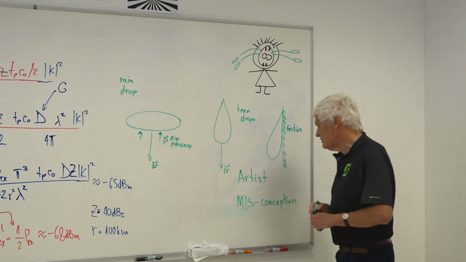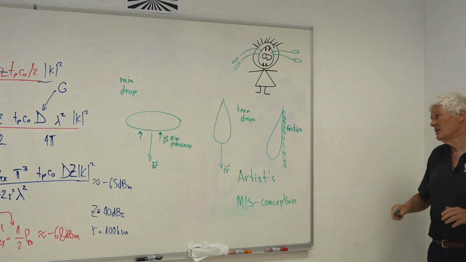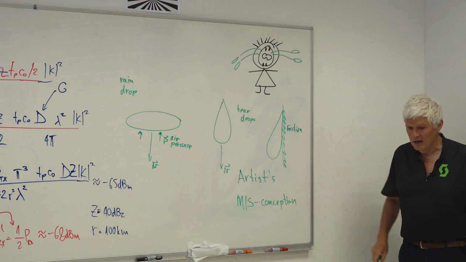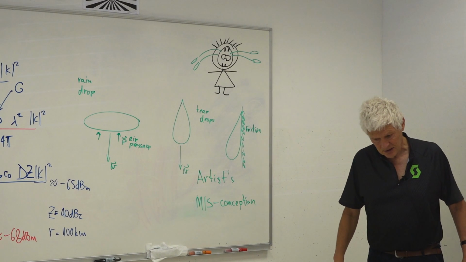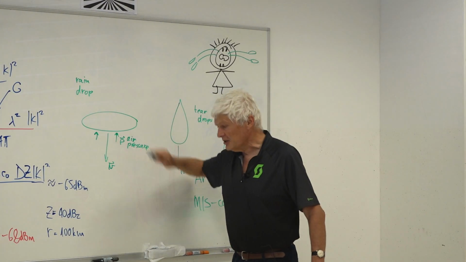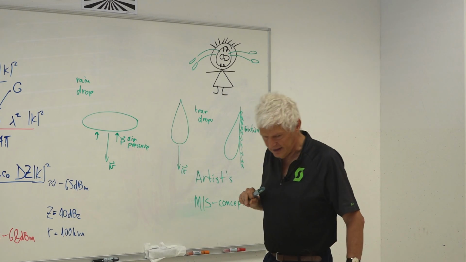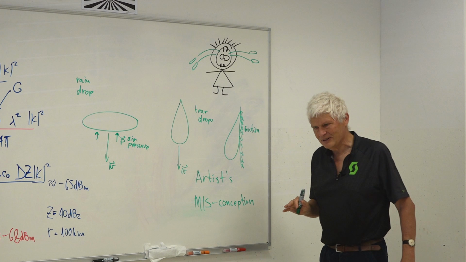So these are artists' misconceptions about raindrops. Raindrops are not teardrops flowing on the surface of a solid surface. Raindrops or teardrops flying in air are flattened rather than elongated. That's a big difference.